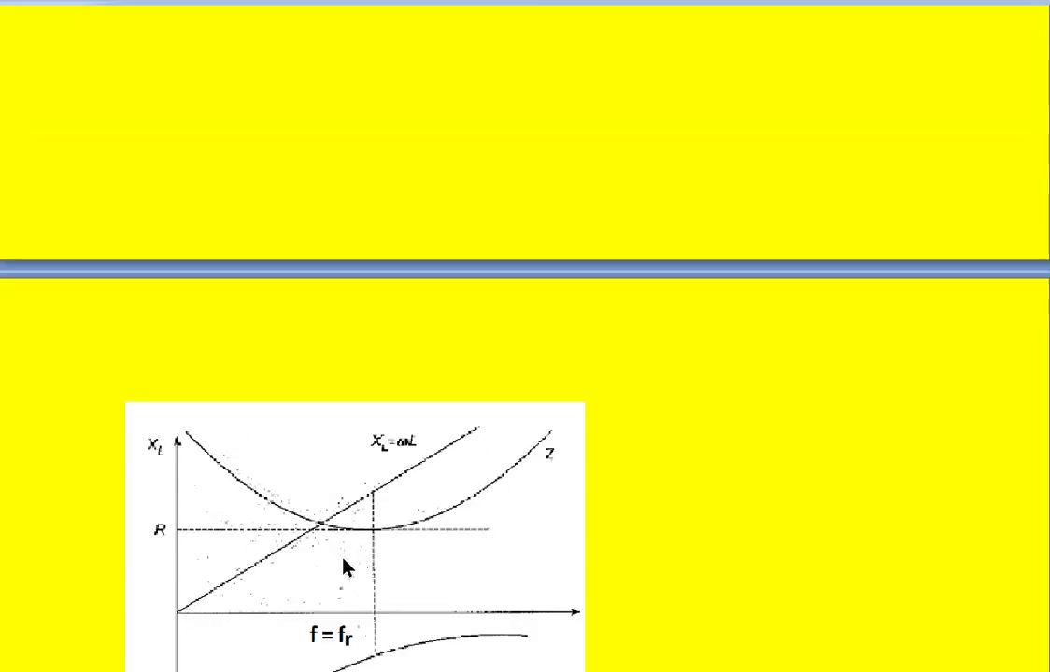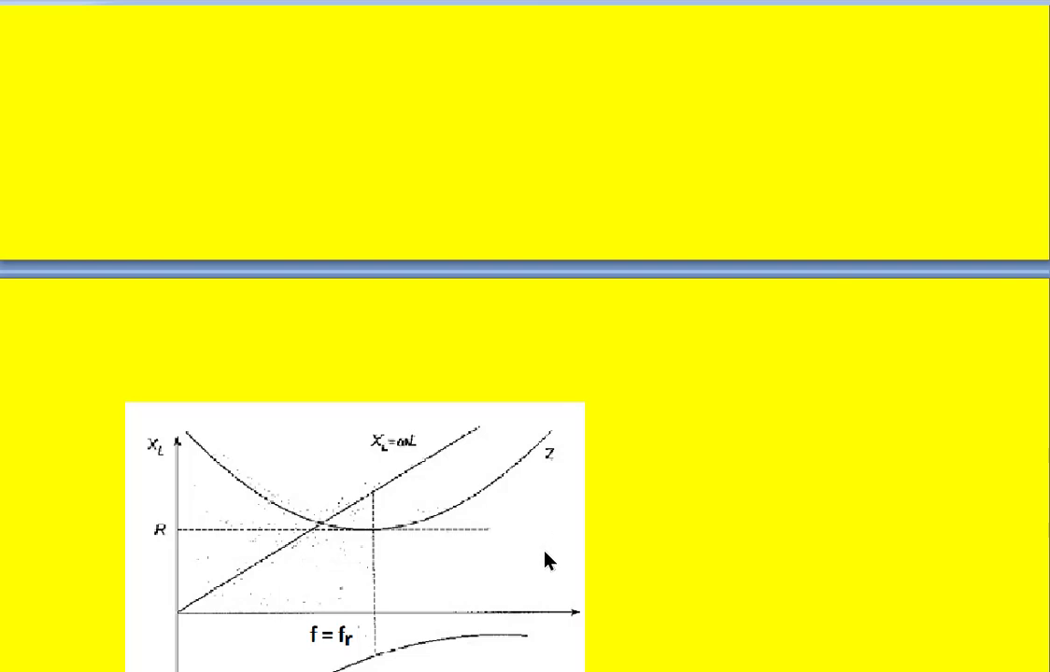Similarly, there is a resistance in the circuit. That resistance does not vary with frequency, so it is a constant line parallel to the x-axis like this. This is shown by R here. When we draw the equivalent graph for impedance, then we get the curve like this.